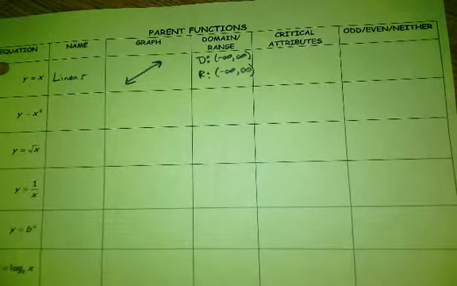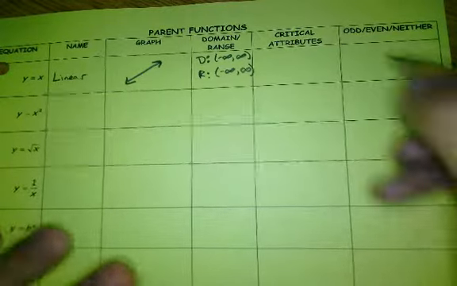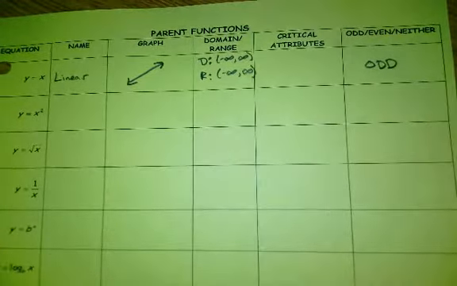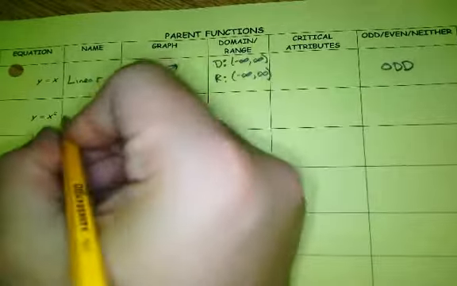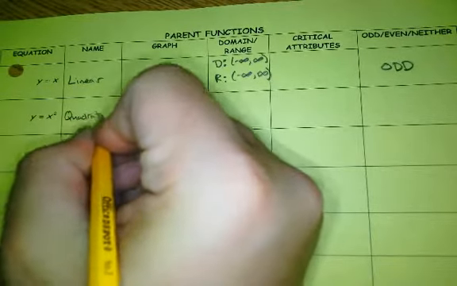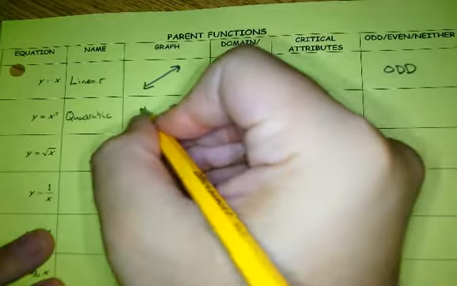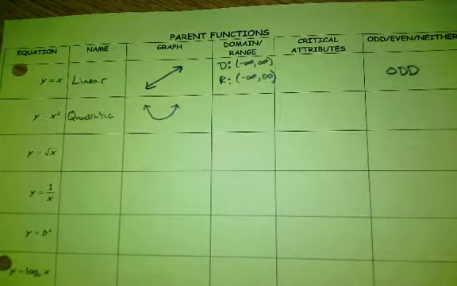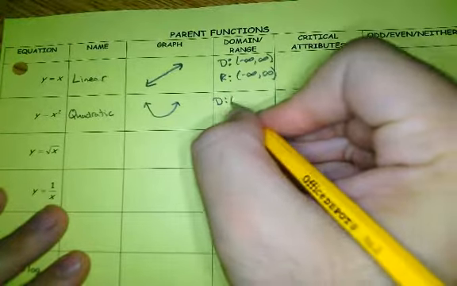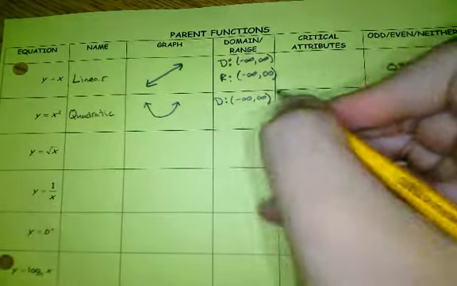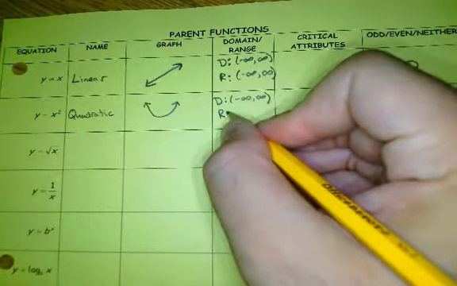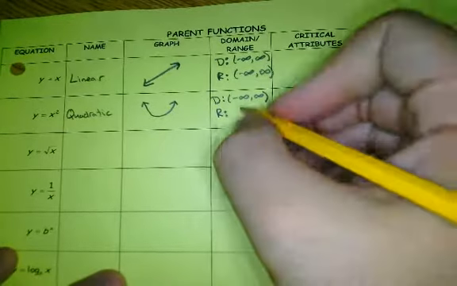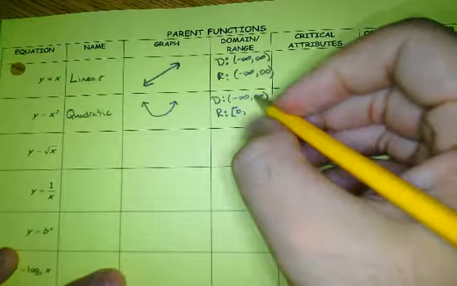Critical attributes, I don't think I have any here. Is it even, odd, or neither? It's odd. Next one, y equals x squared. That is a quadratic. It's definitely a U. The domain, left to right, is not limited, so it goes from negative infinity to infinity. The range is a little different, though. How low does this one go? To 0, where the vertex is in our parent function. It touches it, so that's why we have a bracket.